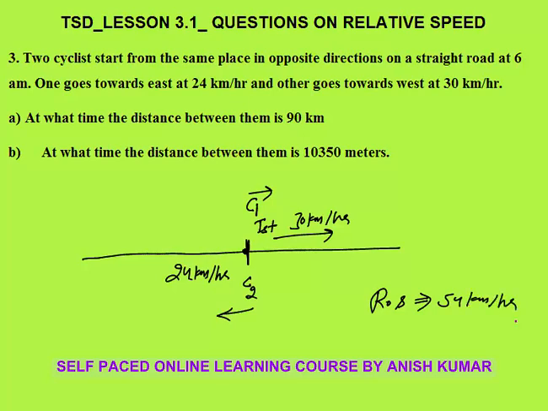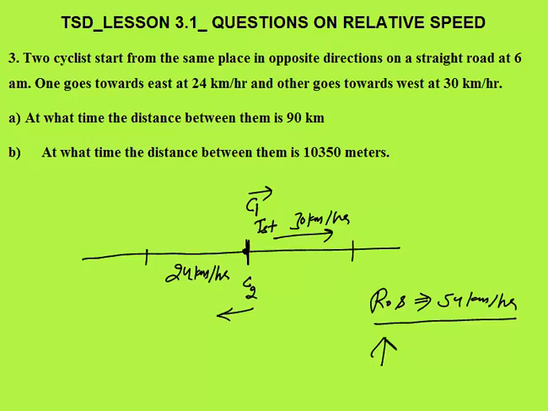Or otherwise you can see that after 1 hour the gap between them will be 54 km, because he will travel 30 here, he will travel 24 here. So the gap between them now is 0. After 1 hour the gap between them would be 30 plus 24, 54. Or you can say that whenever relative speed is 54 km per hour, it means that the gap between them will increase or decrease depending on the situation. In this case the gap between them will increase at a speed of 54 km per hour.